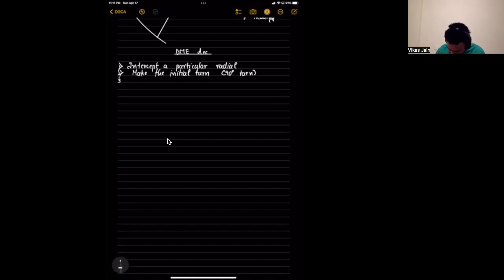Third step, once you've made the initial 90-degree turn, you change your OBS on your CDI. Change your OBS setting. Fourth step would be make a 90-degree intercept to your new setting.